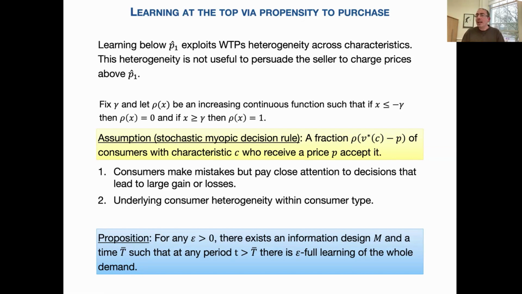Now, when the seller creates this market, the seller doesn't want to charge P at 1 anymore. They will want to charge a price which is higher than that, because now the inframarginal calculations are not the same anymore. They are different because I have consumers which have a strictly higher value than P at 1. And that allows the platform to learn all the demand just by looking at how individuals with a particular characteristic behave.